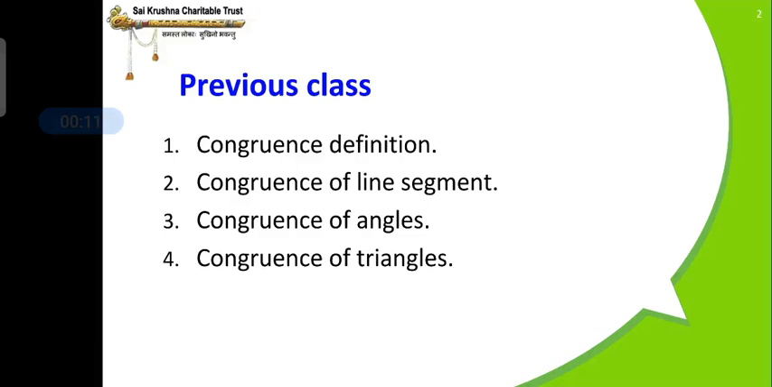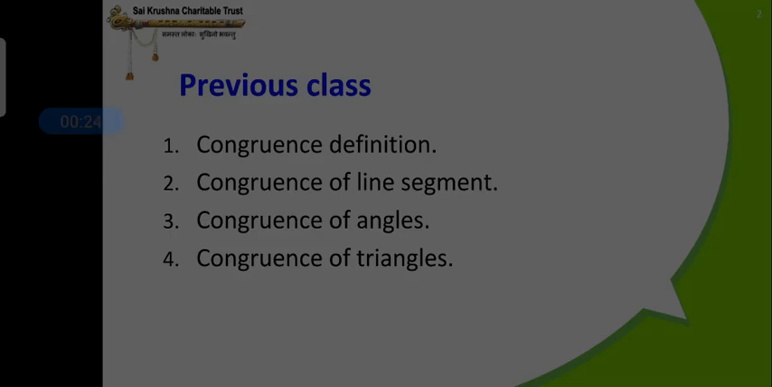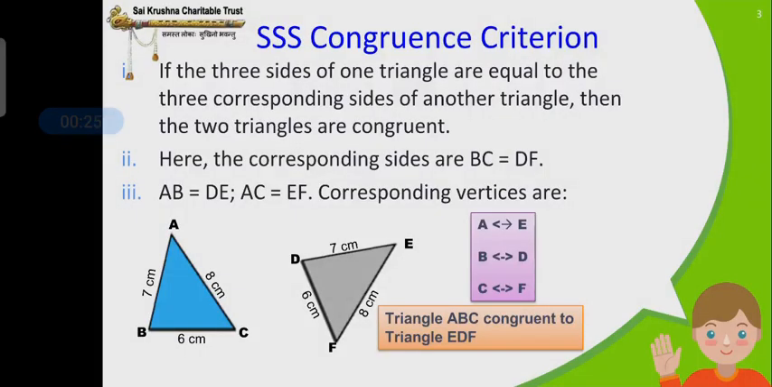So in the previous class, we have studied about the congruence definition, congruence of line segments, congruence of angles, and congruence of triangles. Right? So in today's class, we will be studying about congruence criteria. We have 3 different congruence criteria. So let us study about the SSS congruence criterion first.